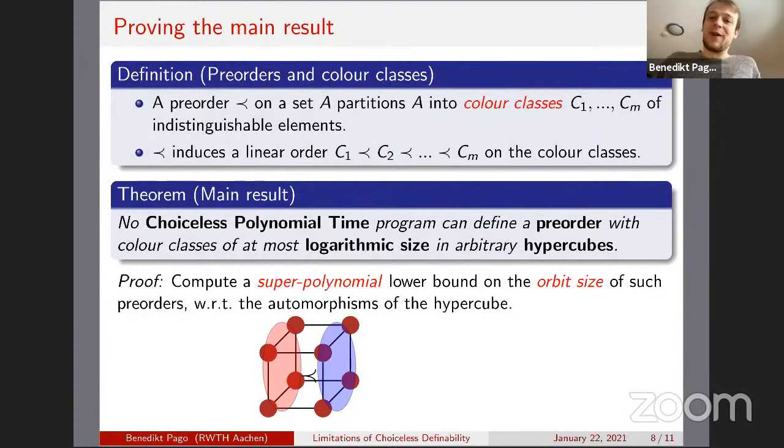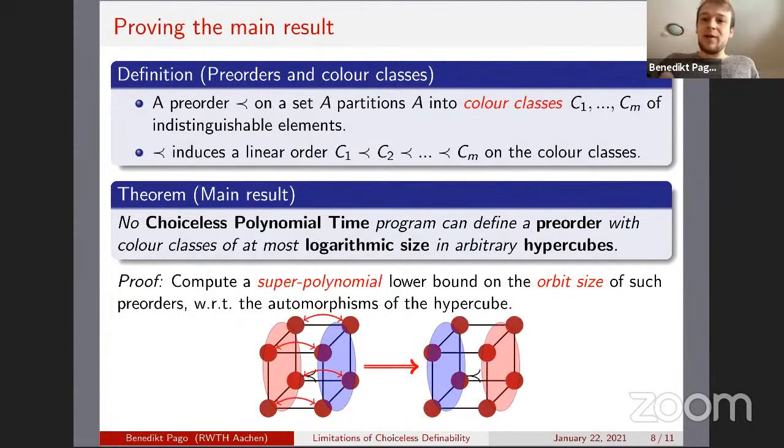Now, if you apply some automorphism of the hypercube, that might destroy the pre-order and change it. So let's say we mirror the hypercube in the middle and swap the vertices according to these red arrows in the picture. Then this will also change the pre-order and swap the color classes. So in general, in order to prove this result, one has to fix an arbitrary pre-order and then count the number of distinct pre-orders that you can generate from it by applying any automorphism of the hypercube.